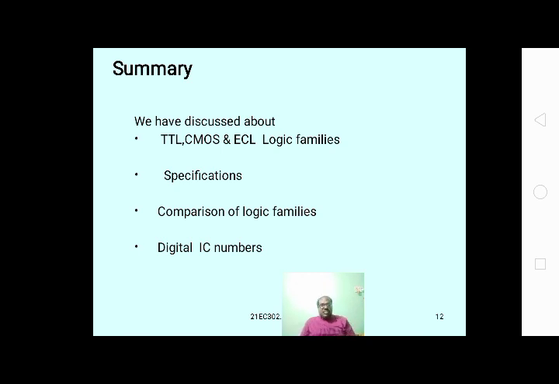These are also digital ICs. TTL ICs are the most widely used and popular family of small scale integration and medium scale integration IC chips, listed below. They are 7432. Please note that in your notebook. 7432 is the OR gate. 7408 is the AND gate.